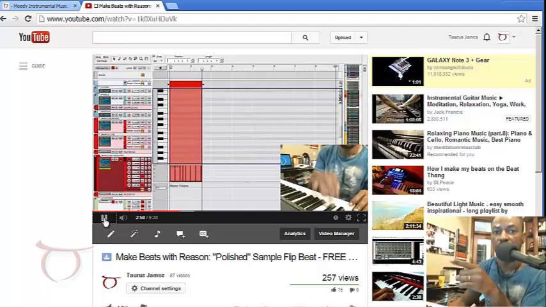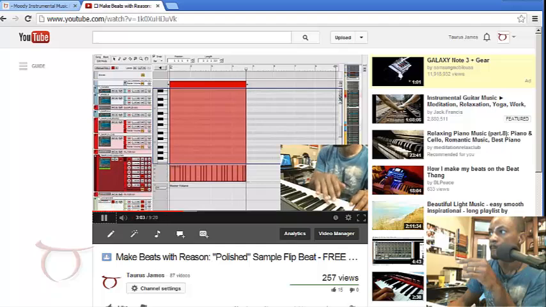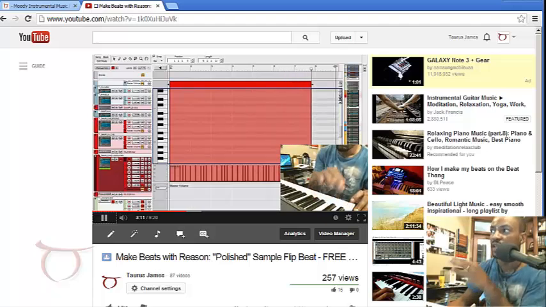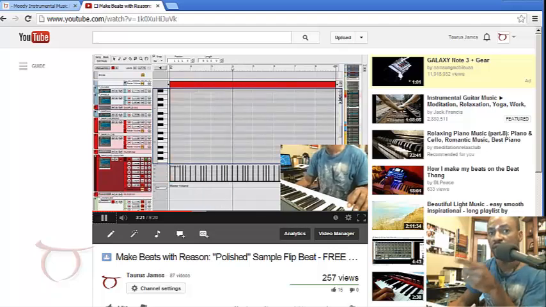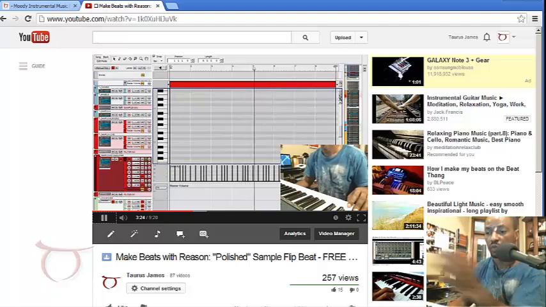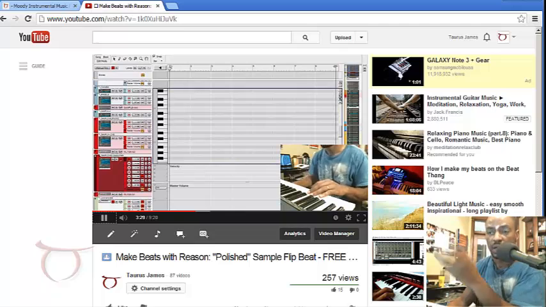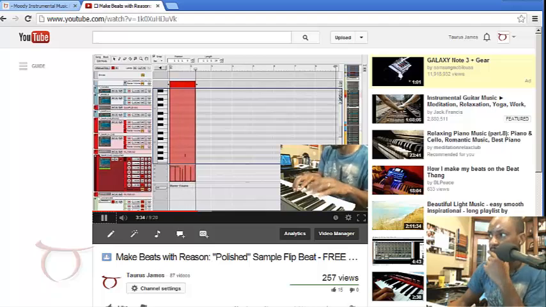This is flipping. Now I'm flipping the sample slices. I'm flipping the sample chops. So this is what it means right here to flip a sample, or sample flipping. This is the actual process, technically speaking. And all I've done is rearrange the original sample. I've created a totally new arrangement, a pattern here. And here's another pattern.